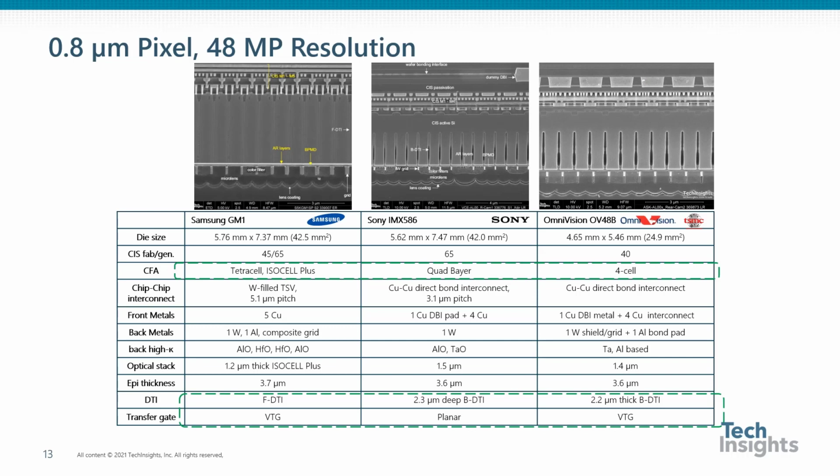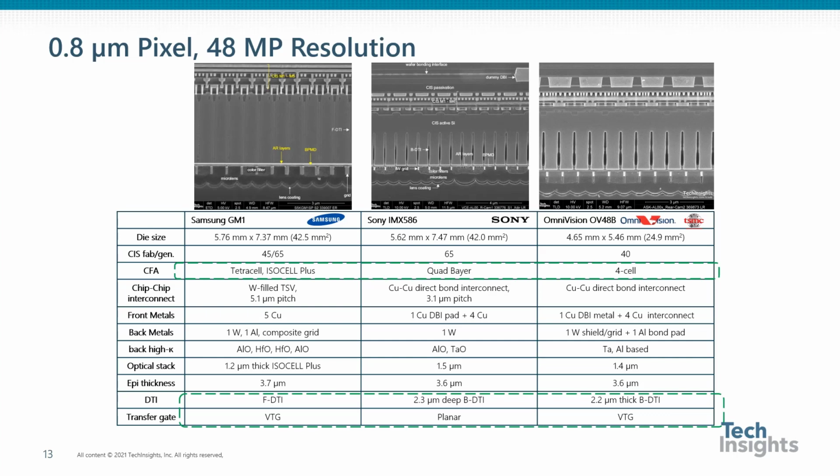Now we look at the 0.8 micron in comparison. So here we're looking at the Samsung GM1, the Sony IMX586, and the OmniVision OV48B. So here we see that Samsung has moved to the ISOCELL Plus technology, whereas Sony and OmniVision continue respectively the quad bayer and the 4-cell. No change in the type of chip-to-chip interconnect, although the pitch has changed a little bit from the 0.9.